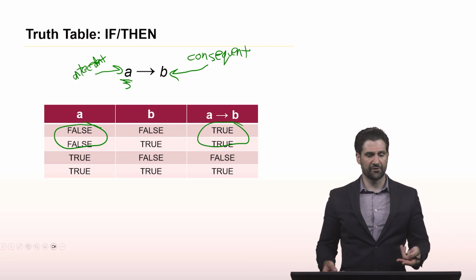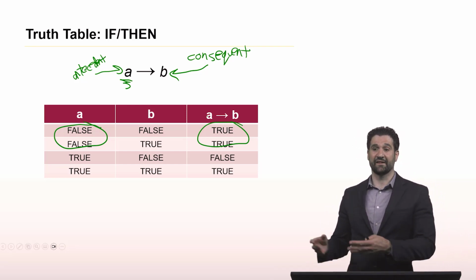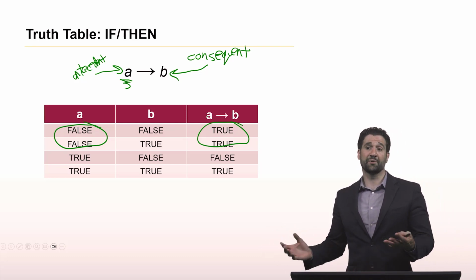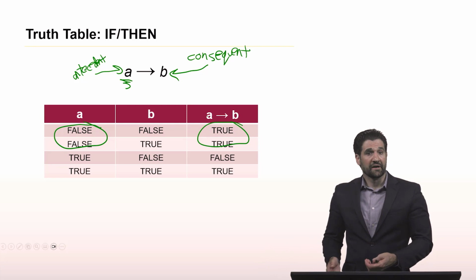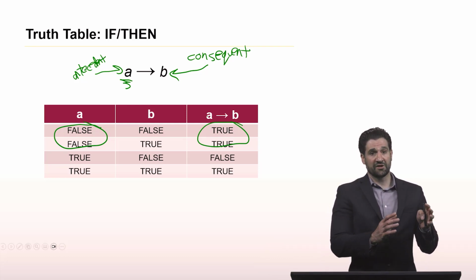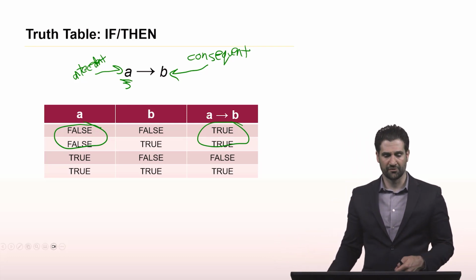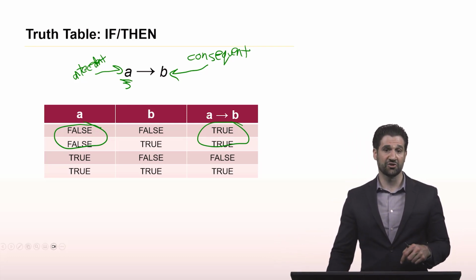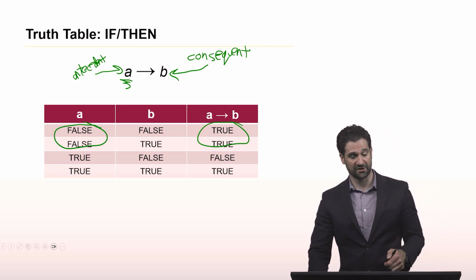So if we think of something like, if the sprinkler was on, then the grass is wet. Well, the sprinkler could be off and the grass might be wet because it rained. And that's okay. If the antecedent is false, the statement is always going to be true. Now, it's when the antecedent is true that we have something a little bit more interesting.